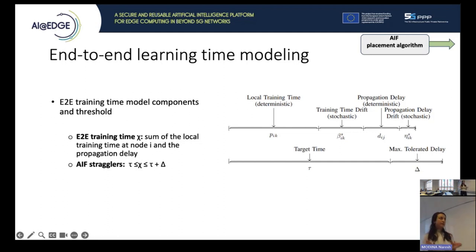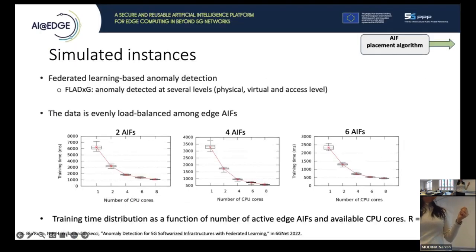So in our case, as I said, the goal is to reduce the number of stragglers. A straggler is when the IAF has its end-to-end time, I mean, training, communication delays, and also the stochastic delays, between tau and tau plus delta. So it should be in this interval. If it is more than tau plus delta, this IAF shouldn't even be deployed. But if it is more than tau and less than tau plus delta, it should be accepted, but this is considered a straggler, and the goal is to reduce this number of stragglers while respecting, of course, the target time.